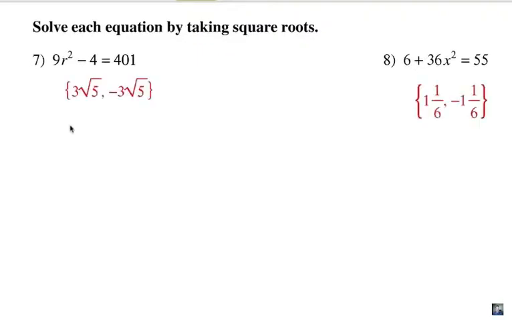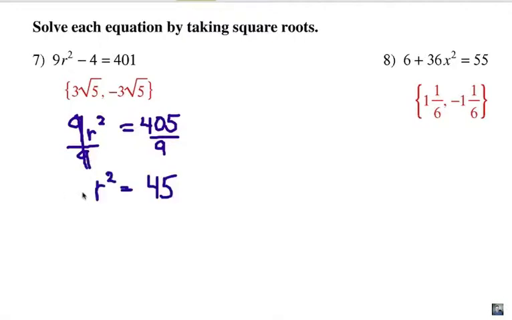Number 7, let's see how we get the answer of 3 radical 5 and negative 3 radical 5. Like I said, you're going to keep the second degree r squared term on the left. You're going to add 4 to each side, so that's going to give me 9r squared equals 405. Let's divide each side by 9 so we can have an r squared by itself. So r squared equals 45. Now we're going to take the square root of each side.